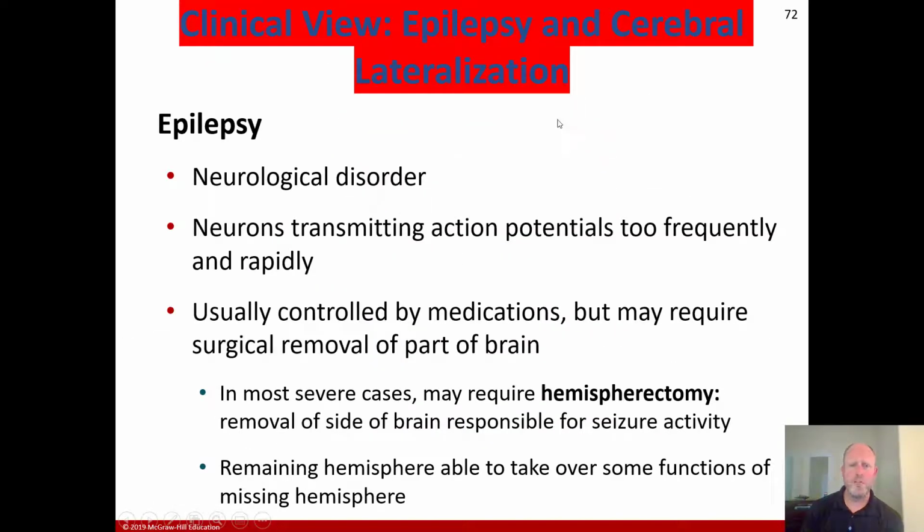And as far as epilepsy and cerebral lateralization, epilepsy is a neurological disorder. Neurons transmit action potentials too frequently and rapidly. Usually controlled by medication, but may require surgical removal of part of the brain. In more severe cases, it can require a hemispherectomy, removal of the side of the brain responsible for seizure activity, and the remaining hemisphere is able to take over some functions of the missing hemisphere.